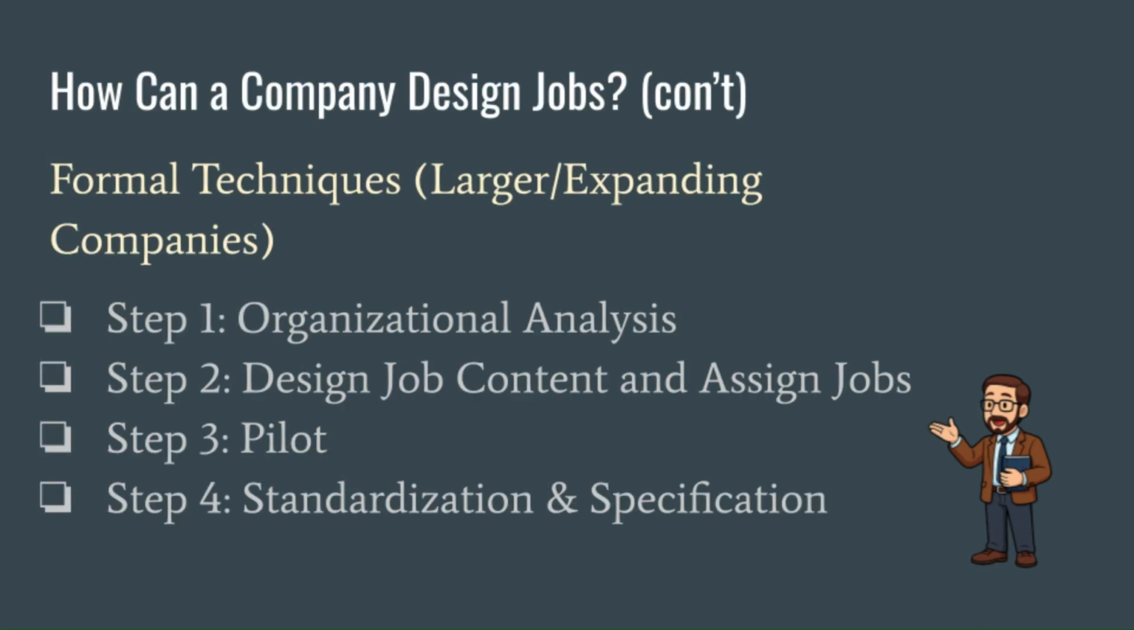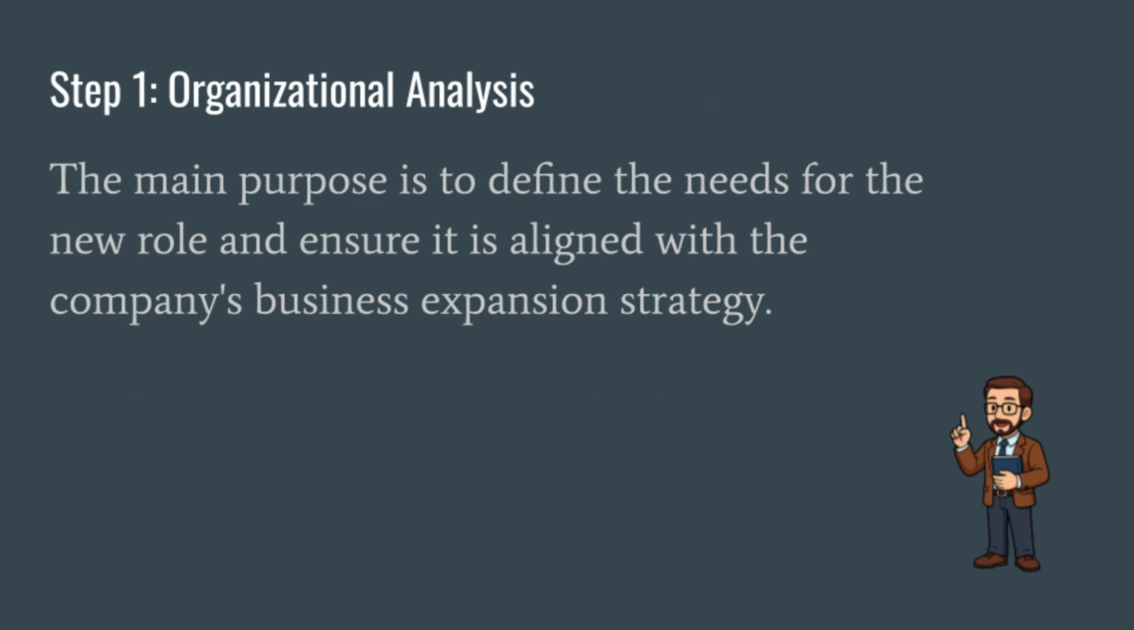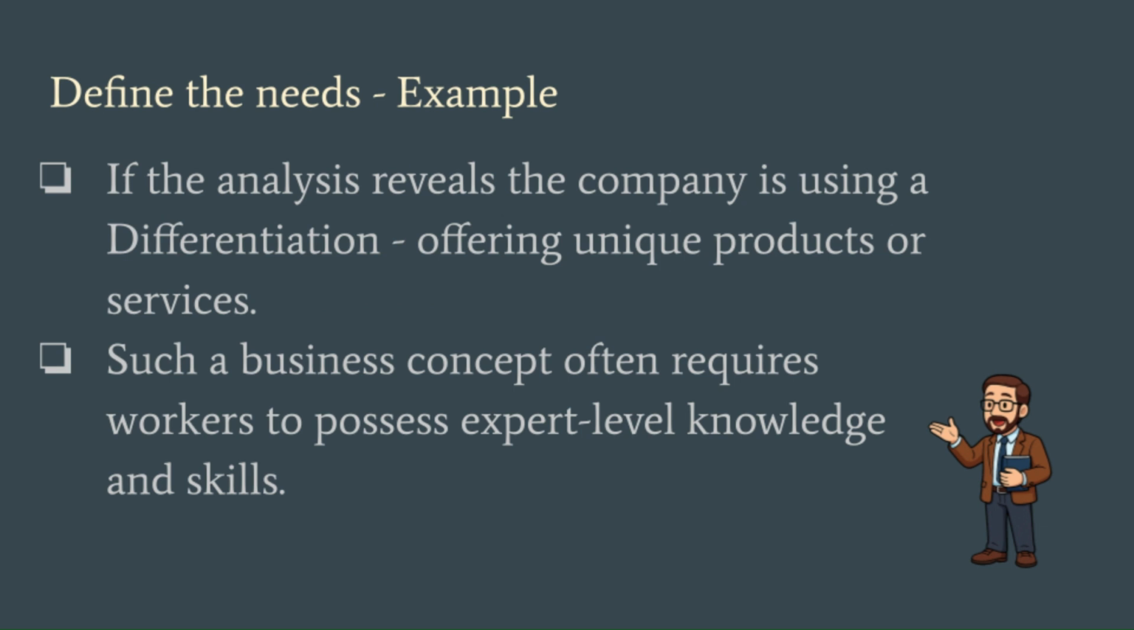When larger companies expand and conduct job design, they typically follow a formal, 4-step strategic job design process. Step 1. Organizational analysis. The main purpose is to define the needs for the new role and ensure it is aligned with the company's business expansion strategy. For instance, if the analysis reveals the company is using a differentiation strategy offering unique products or services to gain market share, managers in HR will determine every task required for this new function. Such a business concept often requires workers to possess expert-level knowledge and skills.